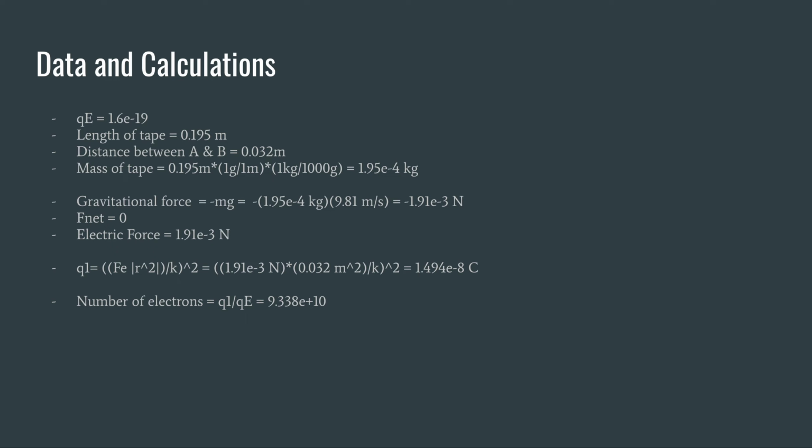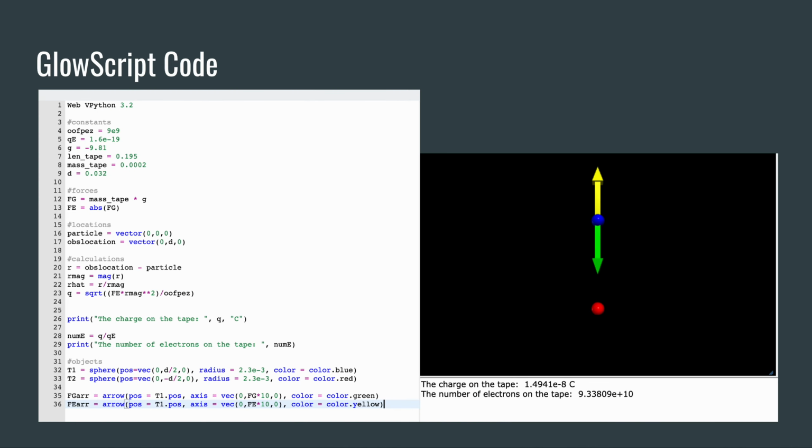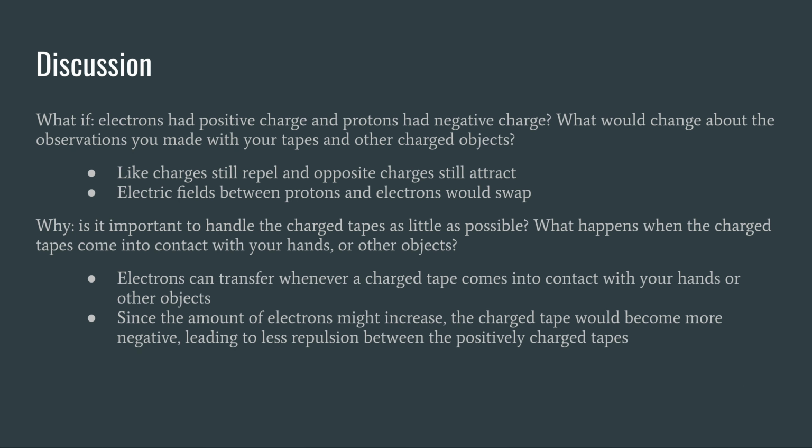Likewise, the charge on each tape was found to be 1.494 times 10 to the negative 8 coulombs, and the number of electrons was found to be 9.338 times 10 to the 10th power, using Q1 and the charge of an electron. So as we can see in the GlowScript code, the charge on the tape is displayed on the right, as well as the number of electrons, with tape 1 or tape A being the blue sphere, and tape 2 or tape B being the red sphere. The gravitational force can be seen with the green arrow, and the electric force can be seen with the yellow arrow.